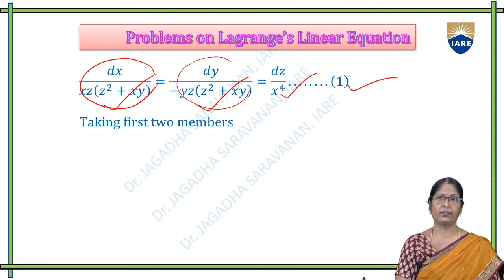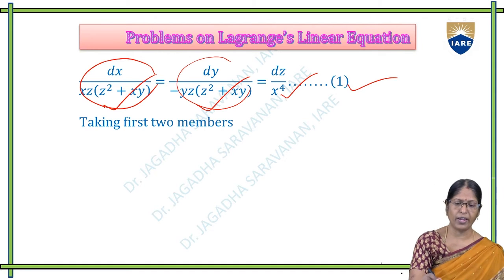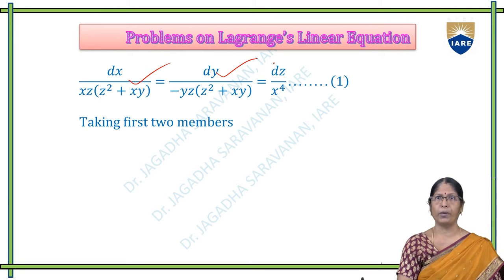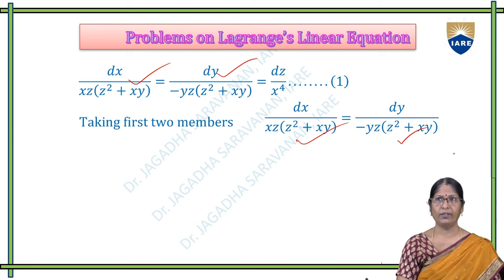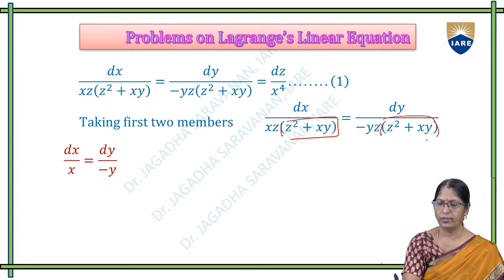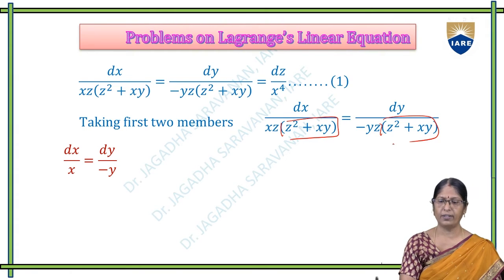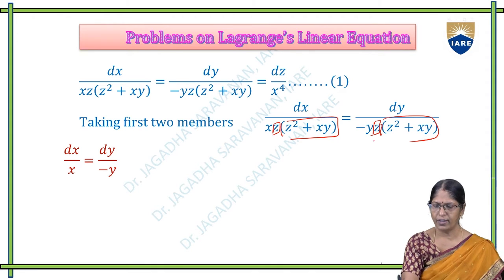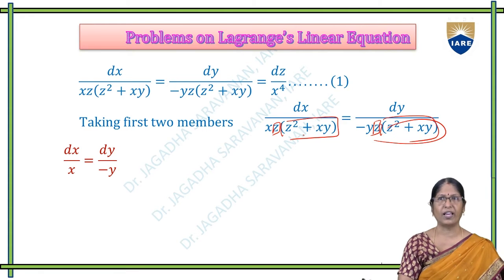There are two methods. There is the method of grouping, and another one is the method of multipliers. Here we are going to use the method of grouping, for which we have taken the first two members. We notice that this term is common, so it is getting cancelled, and z is also common, so it is getting cancelled. Cancelled in the sense that we are bringing this to this side.